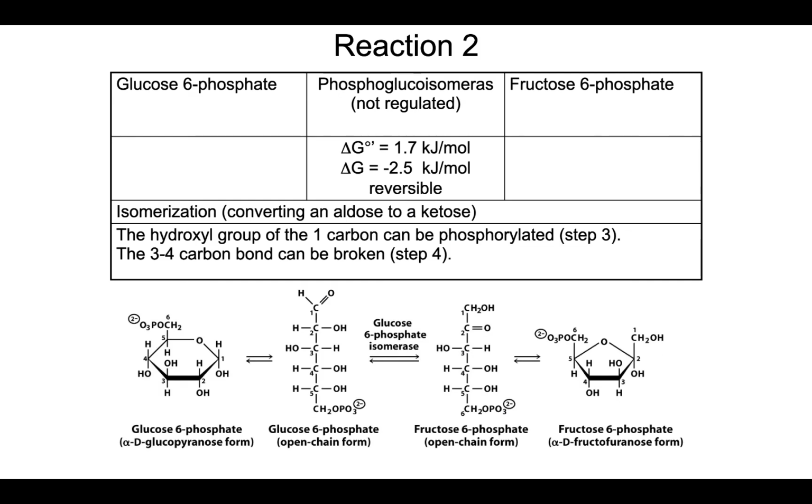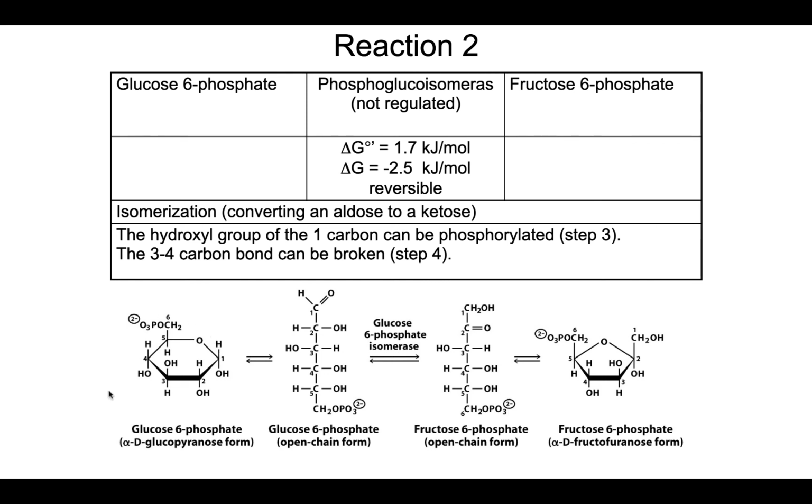Okay, reaction number 2. All we're doing is turning glucose 6-phosphate into fructose 6-phosphate. We haven't taken away any atoms, we haven't added any atoms, we are isomerizing this. And so therefore we use an enzyme called an isomerase. And because we are isomerizing glucose 6-phosphate, it is called glucose 6-phosphate isomerase. So it's very, very straightforward. It's very easy to remember, okay?